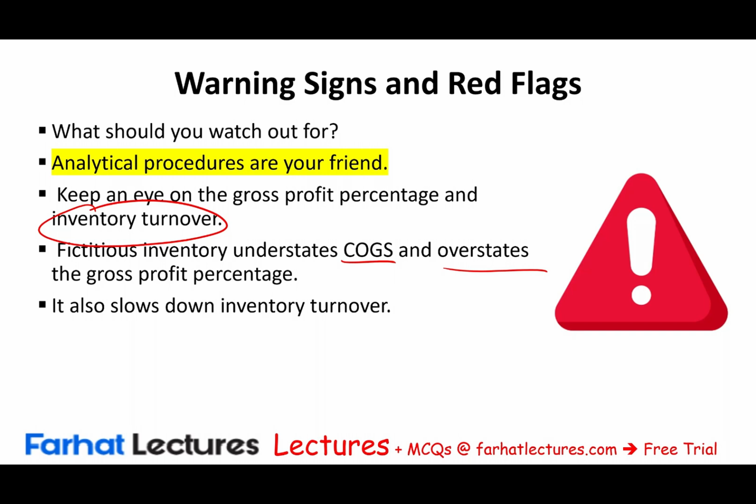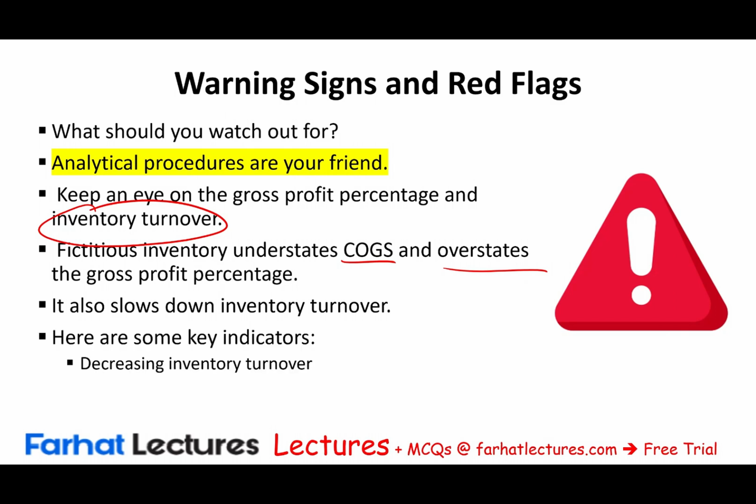Any slowdown in inventory turnover is a red flag. It means your items are not selling. If your items are not selling, how can you be making the same profit? Because if it's not selling, you have to lower your prices, therefore you make less profit. So you would look at decreasing inventory turnover, which was a classic case in Crazy Eddie, and increasing inventory level.